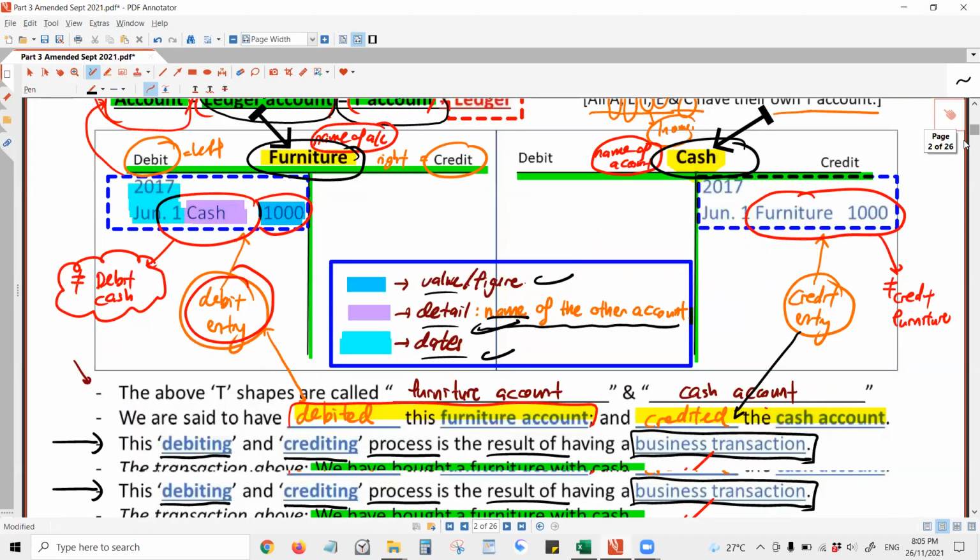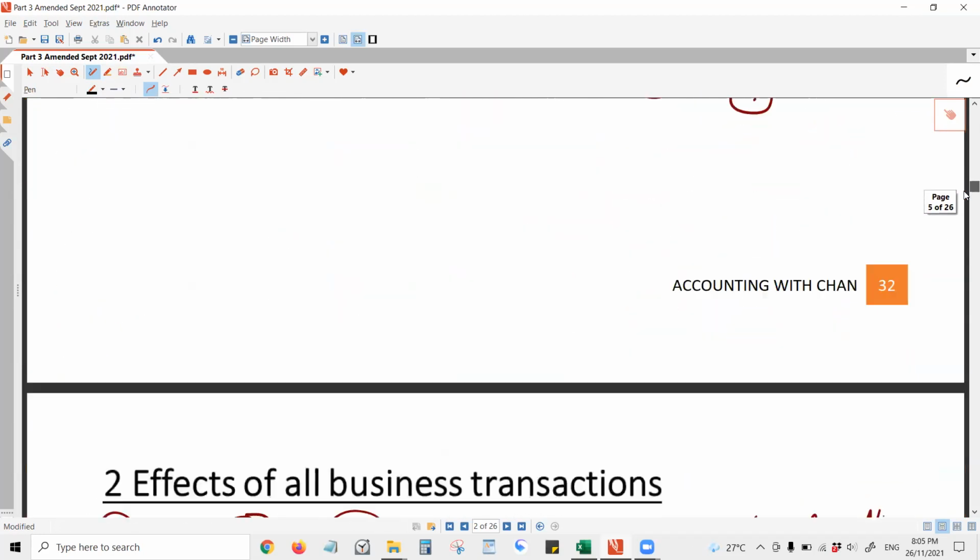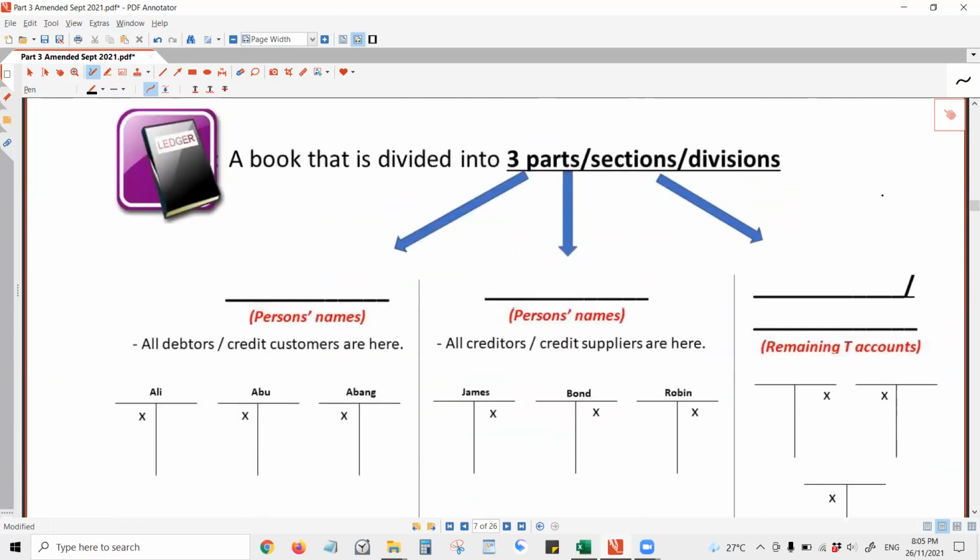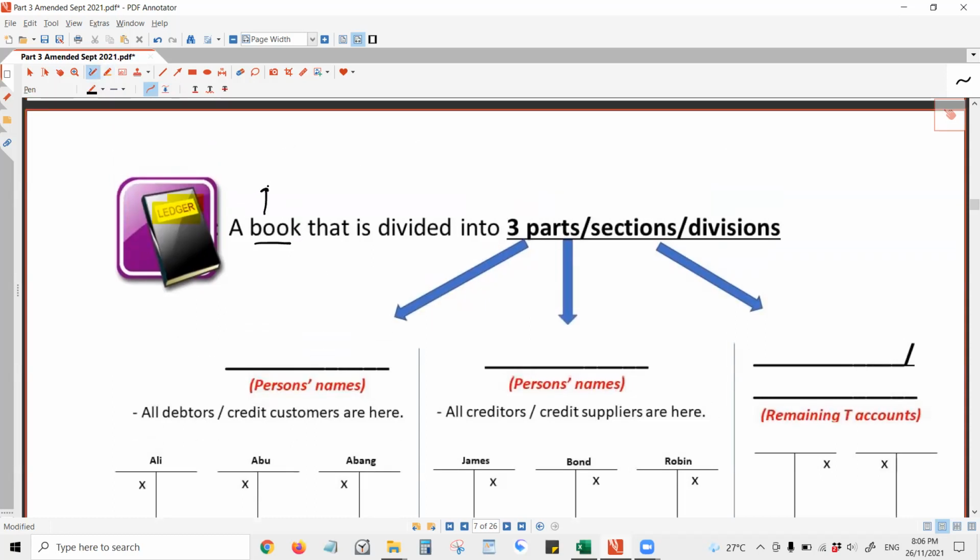And what is ledger? Let's see. Page 34. Do you see the word ledger? Where is it? It's in the picture here, right? Yeah, this is ledger. So ledger is a book. And what does this book contain? You write down. It contains all the T accounts. That means all the T shapes appear inside this book, the ledger.